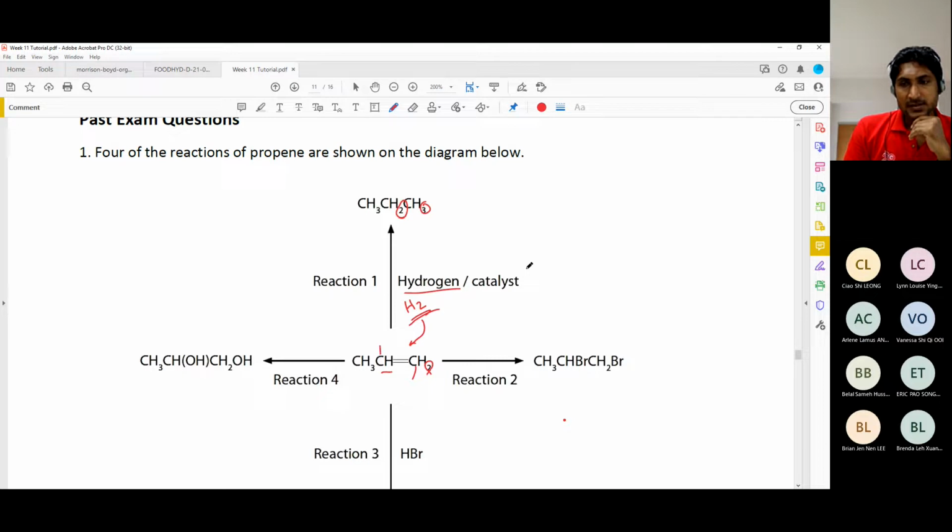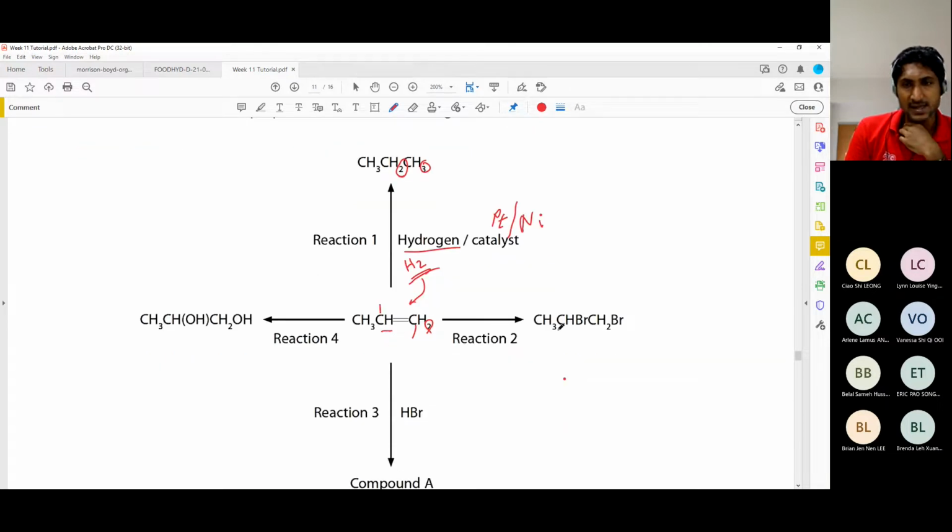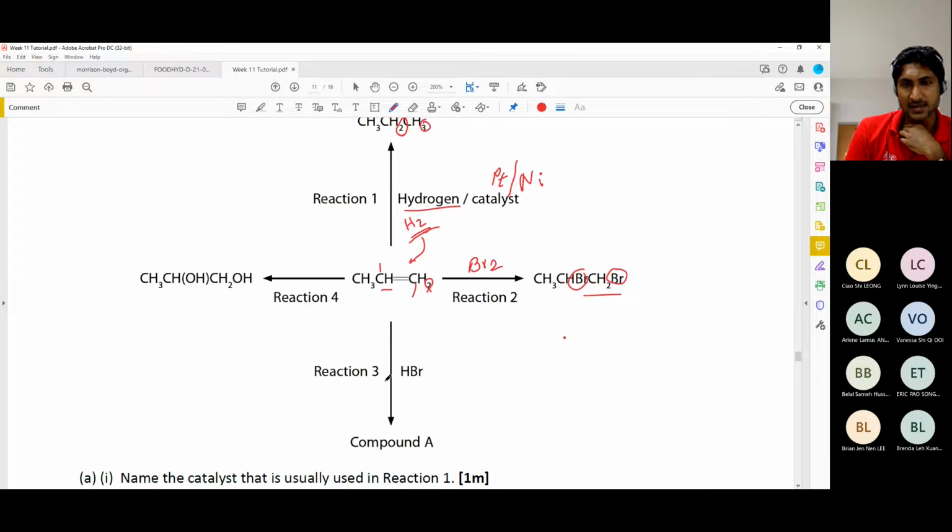What catalyst should we be using? Okay, so the catalyst is either platinum, this is Pt, or nickel. Of course, at high heat, 170 degrees centigrade, we will be using platinum or nickel. Either one will do. Reaction number 2, it says that 2 bromine atoms are added. We can see that 2 bromine atoms are added into that molecule, and there is no double bond. So, of course, diatomic bromine, bromine gas, is added there.